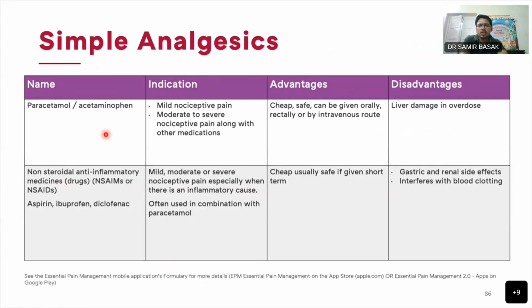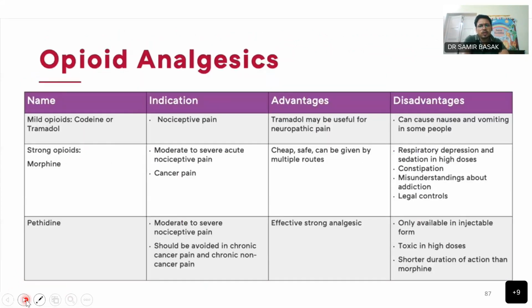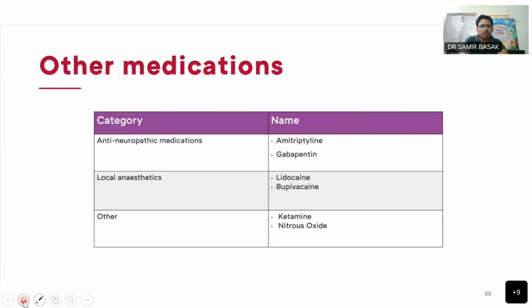Paracetamol is safe, but the disadvantage is liver damage in overdose. Other NSAIDs, there is a chance of gastric and renal side effects, we should keep in mind. Mild opioid, there is a chance of nausea and vomiting, and strong opioid, a chance of respiratory depression. And in high dose pethidine also, only the injection form is available, the oral form is not there. We should keep this in mind.